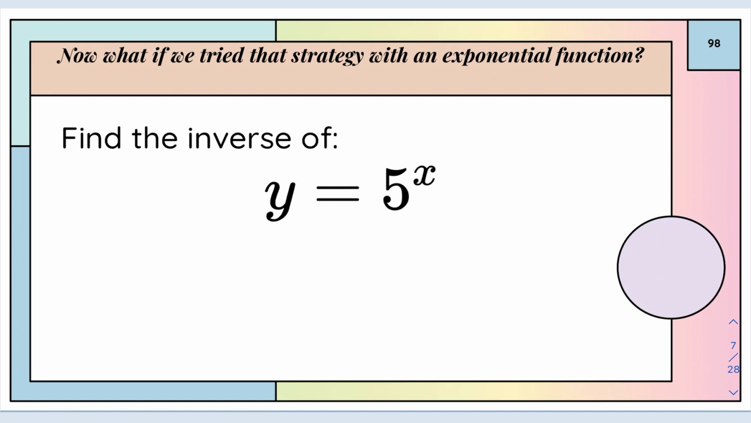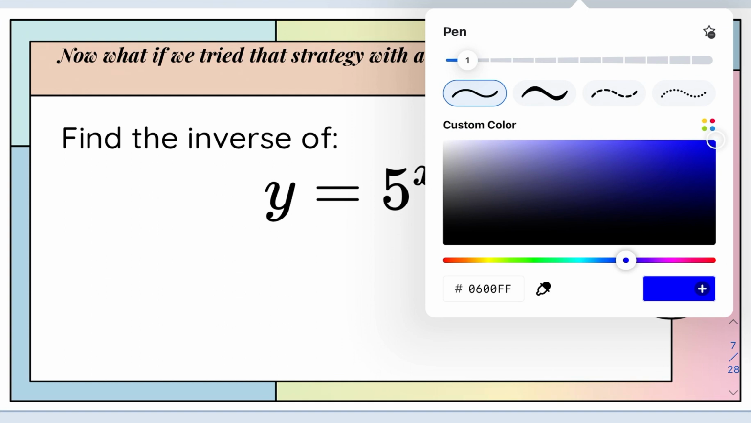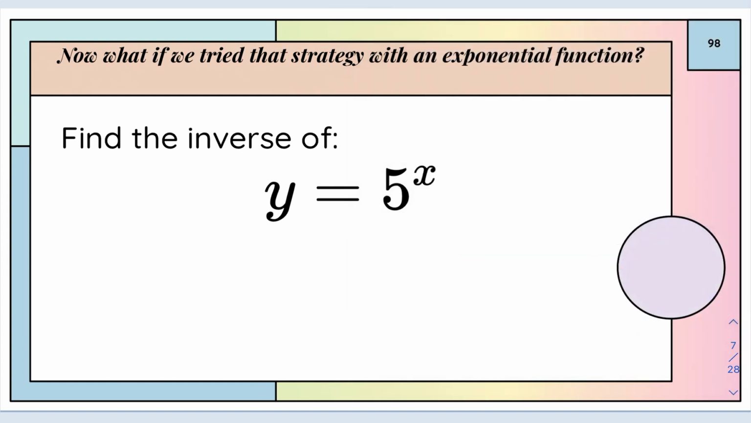Okay, so I want to find the inverse of an exponential function. Exponential functions have inverses. They are one-to-one. But what happens when I switch x and y? I get something that I can't solve. But it is a function. It does exist. I could graph this. I could find ordered pairs and graph this, but I can't solve for y.